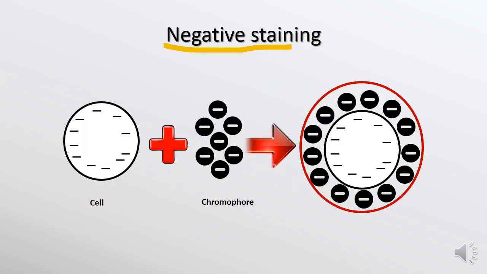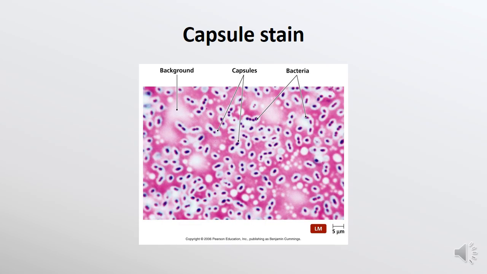Okay, the negative staining. The cells, as I mentioned before, are negatively charged, and the chromophore is also negatively charged. Therefore they repel each other, and the dye stays on the surface or the environment. So it makes the surrounding of the cells colored. This is an example of negative staining. Can you look here? The background is colored due to the dye, the bacteria are inside, and the white things are the capsules.